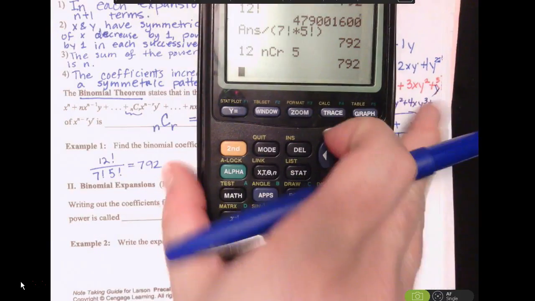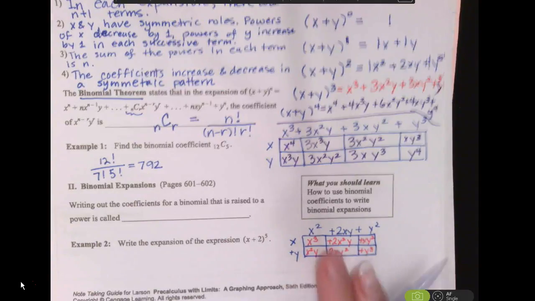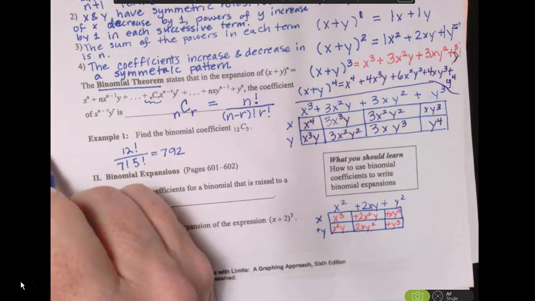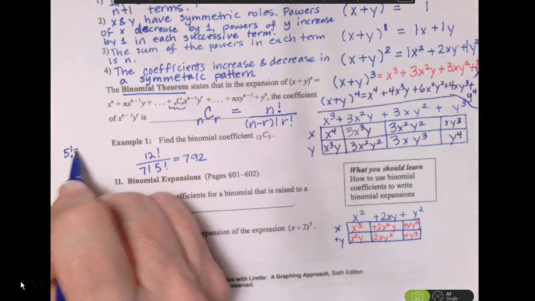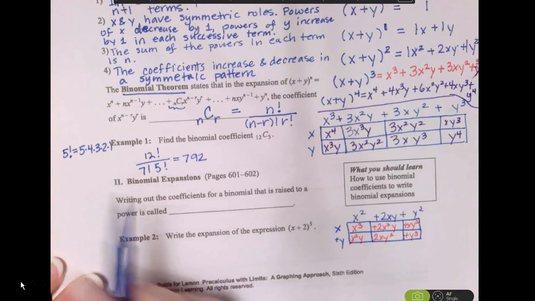So I want to talk for a minute about factorial. If you guys have never heard of factorial, the number 5 factorial, all that means is if you take 5 times 4 times 3 times 2 times 1.